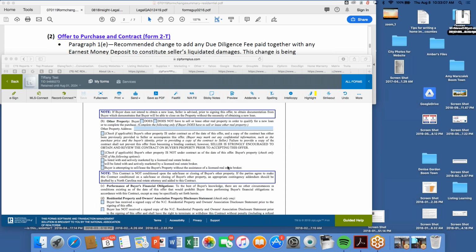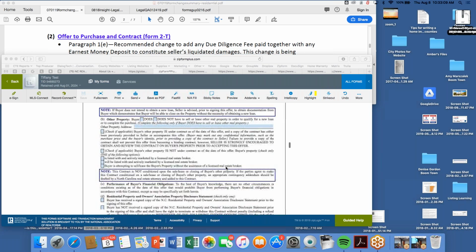So as we go down, then 5B had some changes to it. And this is where we get into what the due diligence has added relative to the contingency side of things. So as we look at this, you've got other properties here. And it says buyer does or does not have to sell or lease other real property in order to qualify for a new loan or to complete the purchase.